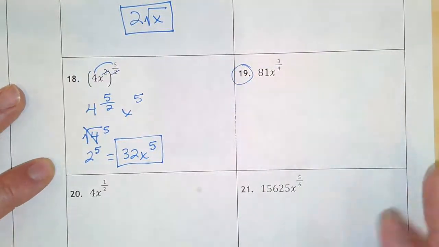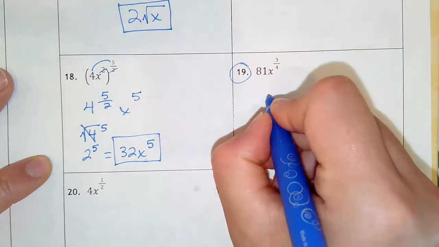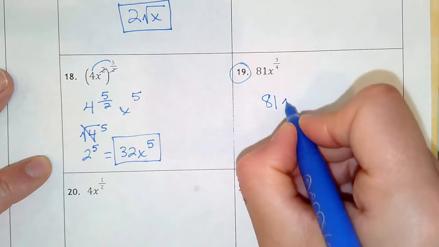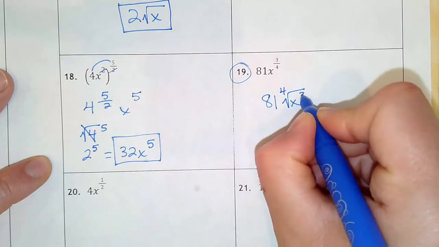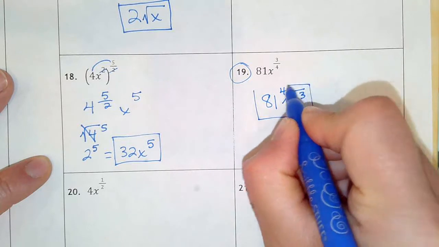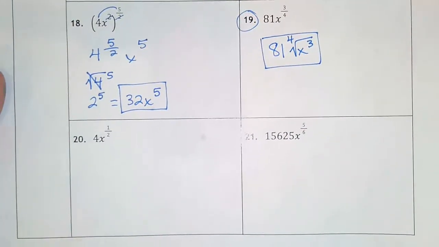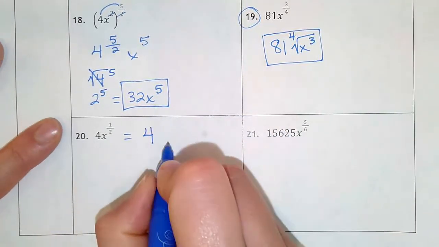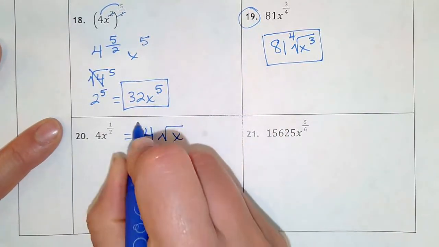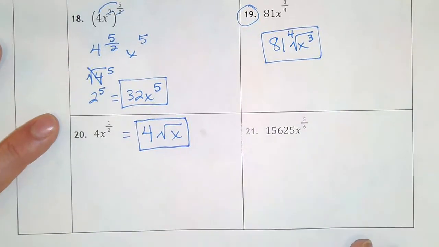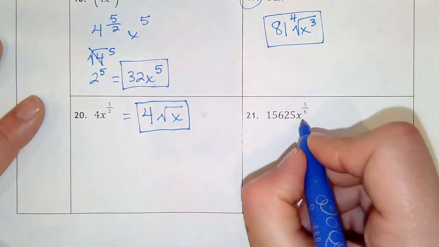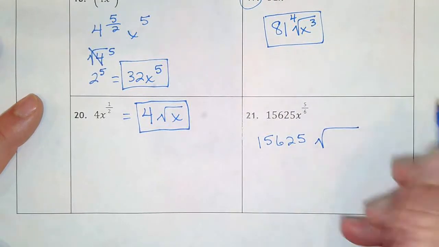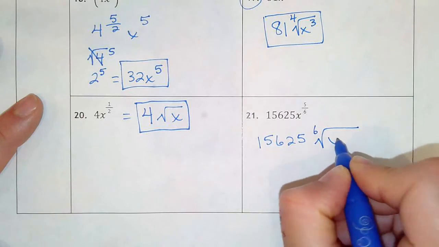All right, go ahead and pause and try number 19. This one's pretty easy. The 81 has nothing happening to it. That is the 4th root of x cubed. And that's it. 20 might be even easier. 4 has nothing happening to it. And then that would be the square root of x. And then 21, 15,625 has nothing happening to it. And then that would be the 6th root of x to the 5th.